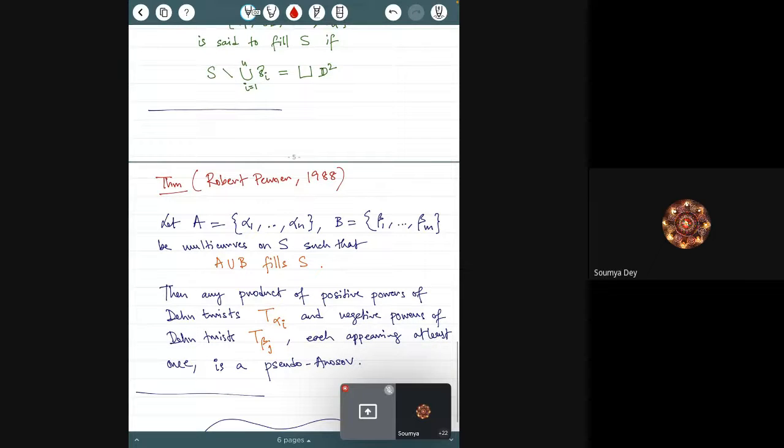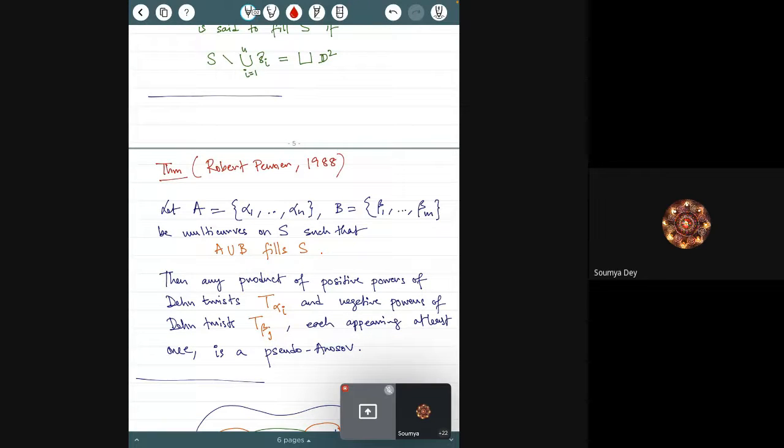Then any product of positive powers of Dehn twists T alpha i. You know what a Dehn twist is, right? We have defined what a Dehn twist along a curve is. So you consider these alpha i's, and for each of these alpha i's you have a Dehn twist, which is T alpha i. So you have n many Dehn twists T alpha i, and you take their positive powers. You can take T alpha i, or T alpha i squared or cubed, something.